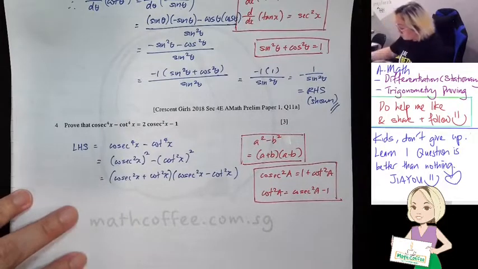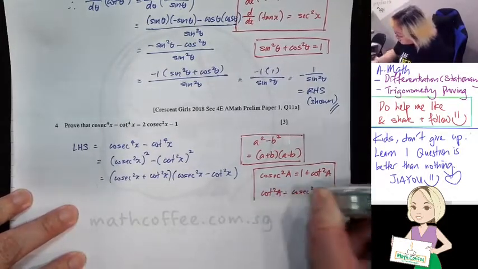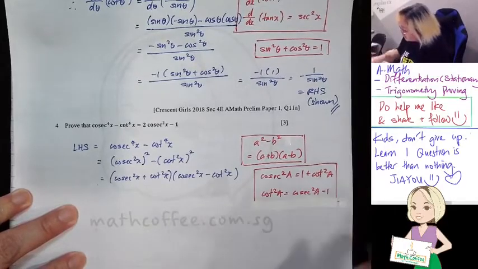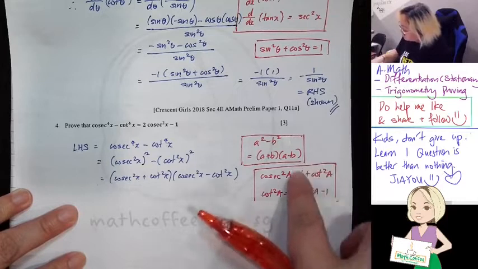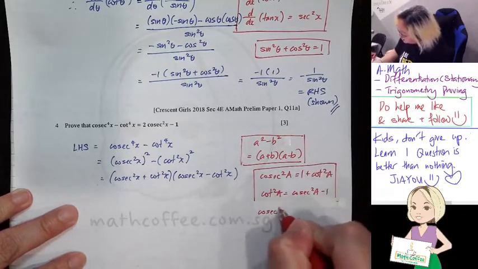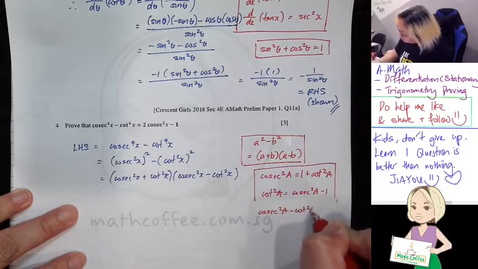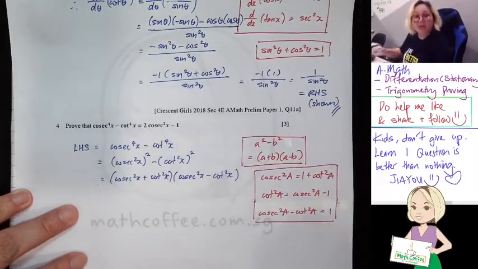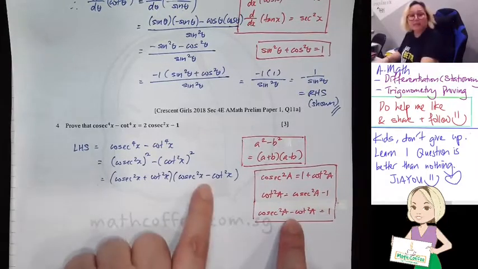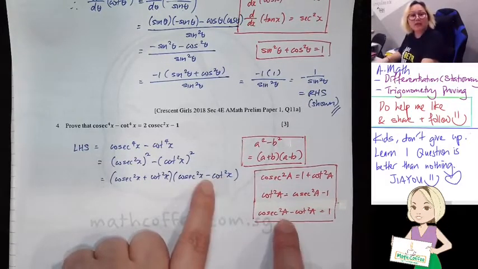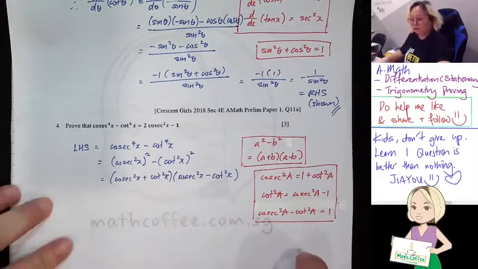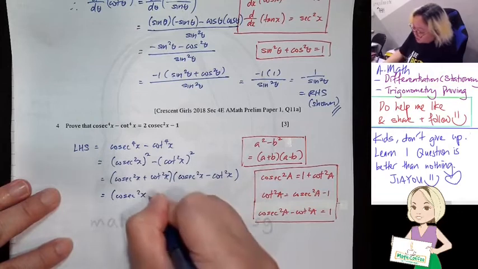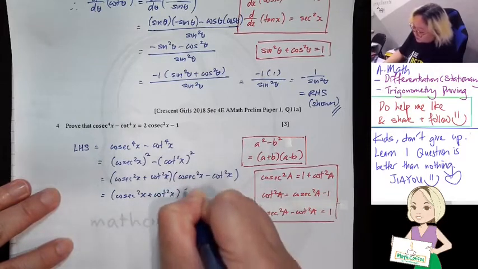Actually, one more. See, this one, cotangent square a, if I bring it over, cosecant square a minus cotangent square a equals 1. And see, this one is exactly the same as this right hand side, correct? So this bracket becomes 1. So over here, I'm going to just write cosecant square x plus cotangent square x. This is 1.